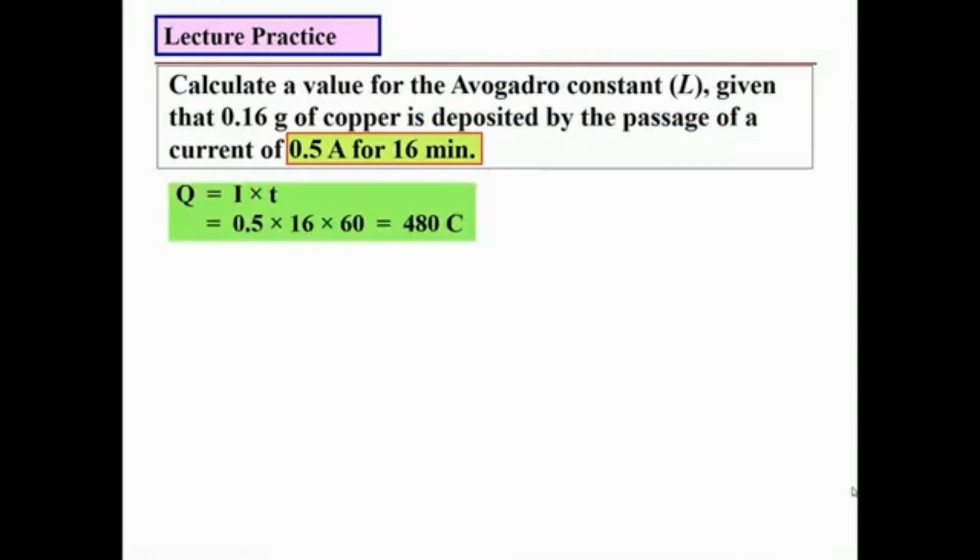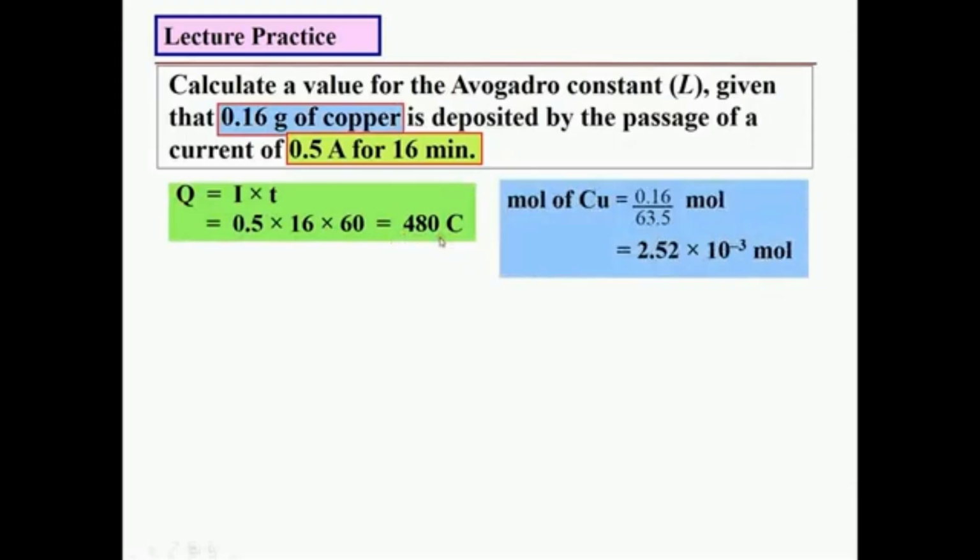Here, a current of 0.5 ampere is passed for 16 minutes. The current and time allow us to work out the charge that's passed through using the formula Q equals I times T, current 0.5 ampere, time 16 minutes, change to seconds, times 60, that gives us 480 coulombs. 0.16 gram of copper is deposited, mass divided by Ar of copper, 63.5 found from the data booklet, that gives us a value of 2.52 times 10 to the minus 3 moles.